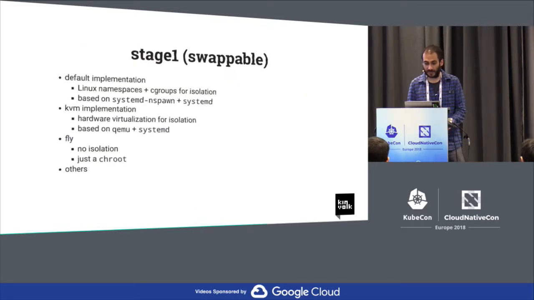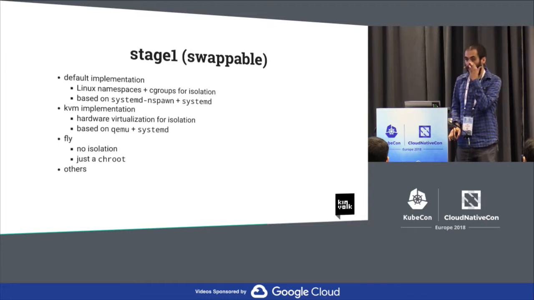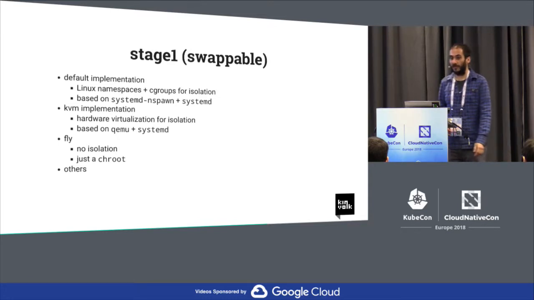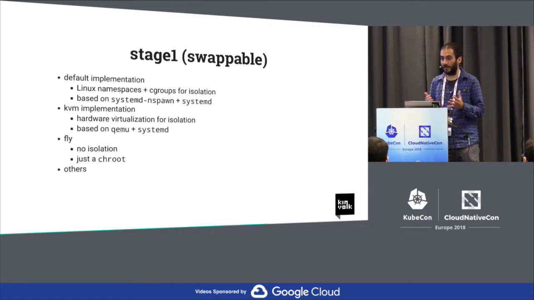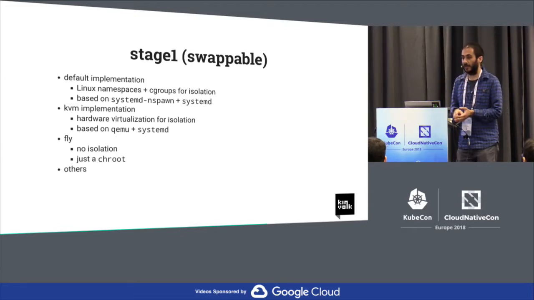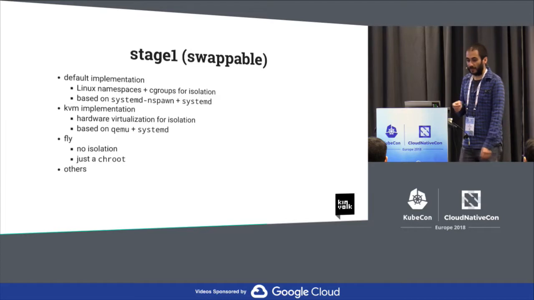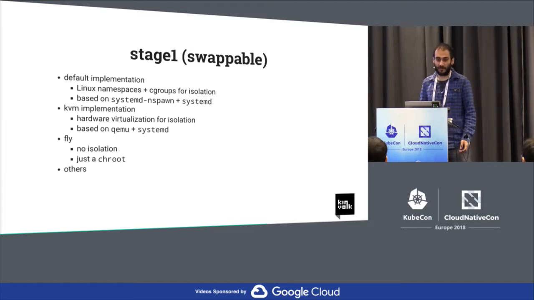So one cool thing about stage 1 is that it's swappable. The default implementation uses Linux namespaces and cgroups for isolation. So that's what you call a Linux container. And it's based on systemd-nspawn, and runs systemd inside to supervise those processes, as I mentioned before. But there are also different implementations.